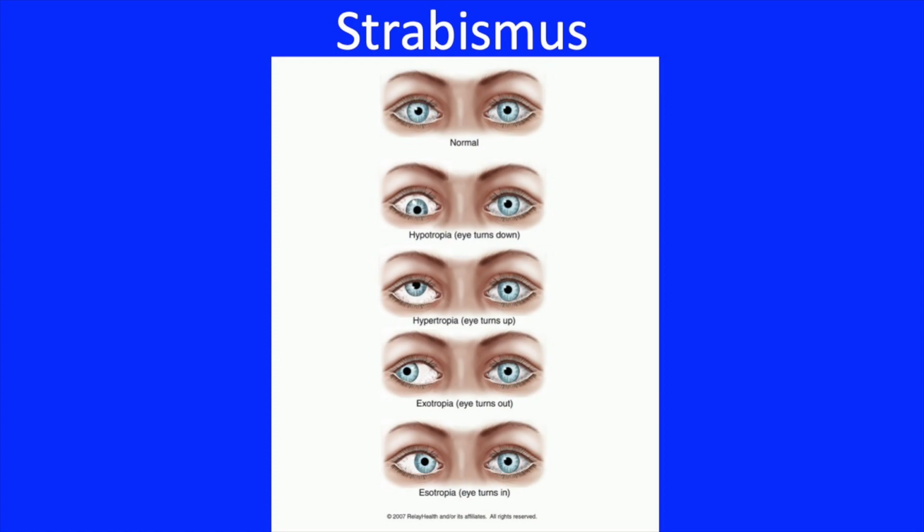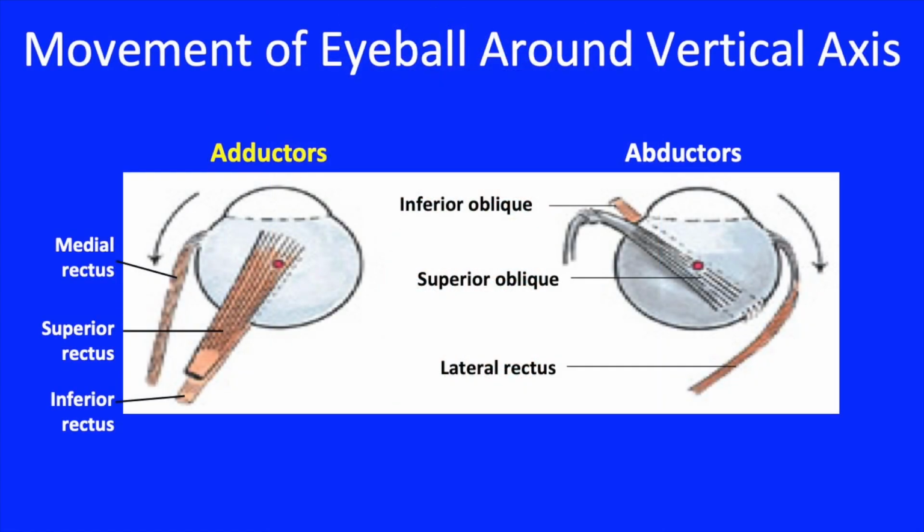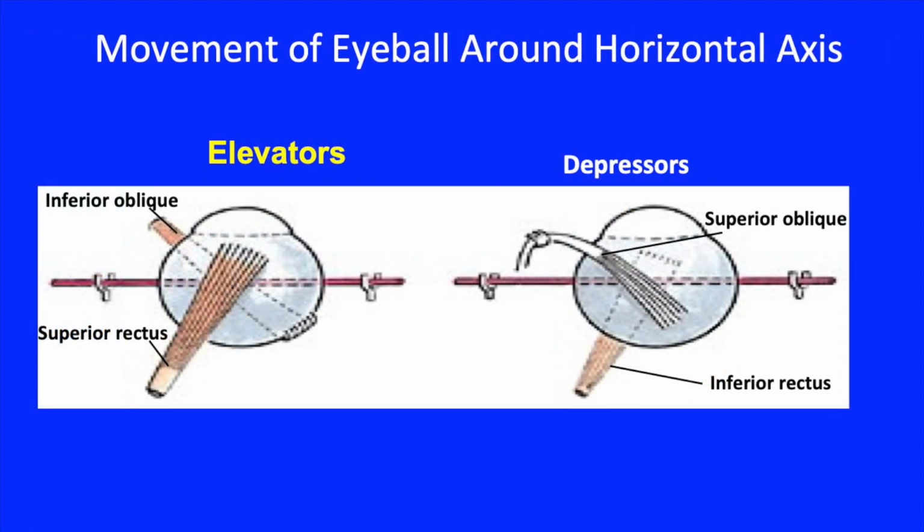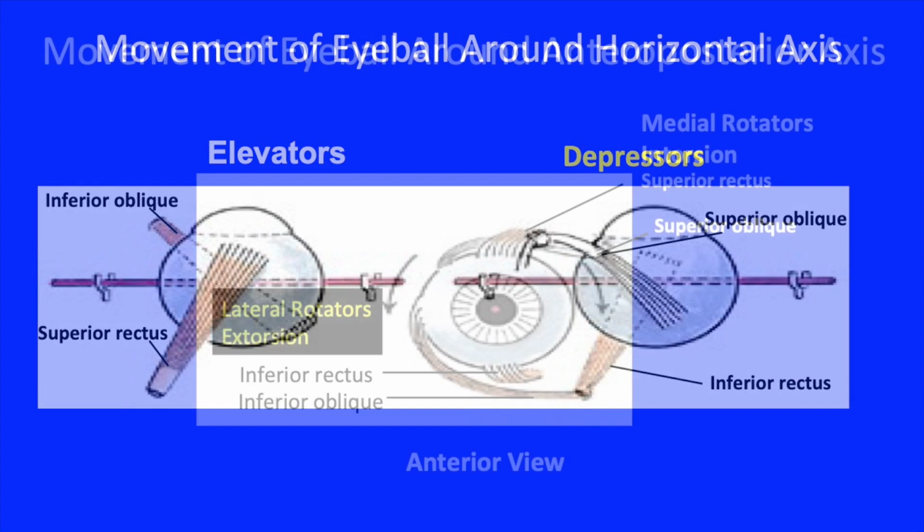Let's now go back to the muscles and gain an understanding of what each individual muscle attached to the eyeball does. The adductors are the medial, superior, and inferior rectus. The abductors are the superior and inferior obliques and the lateral rectus. The elevators are the superior rectus and the inferior oblique. The depressors are the inferior rectus and the superior oblique.